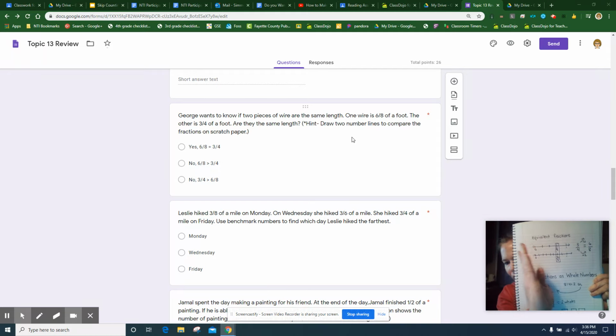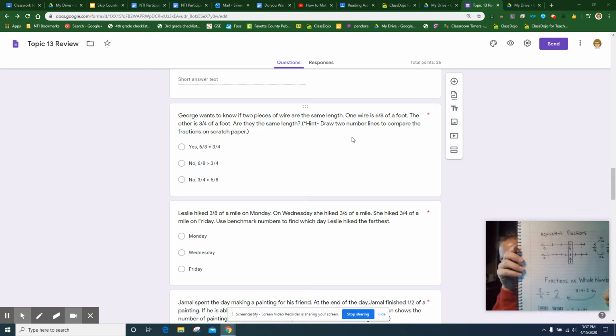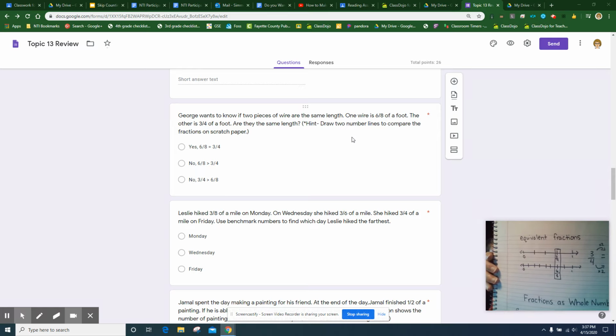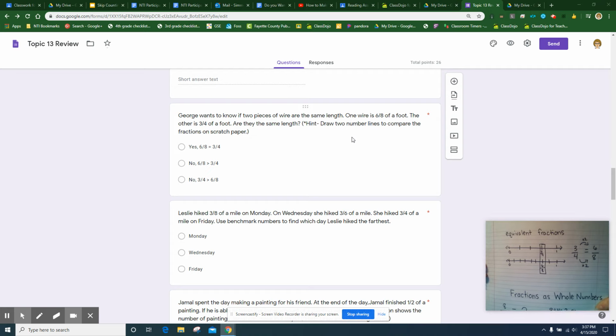When I look at that, okay, I could ninja chop it. Hard to do on camera, and they would be at the same point. So that's why I drew a box around them. So that shows me that 3/4 and 6/8 are equivalent fractions.